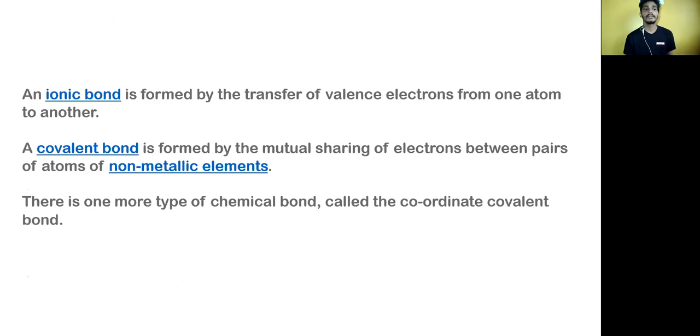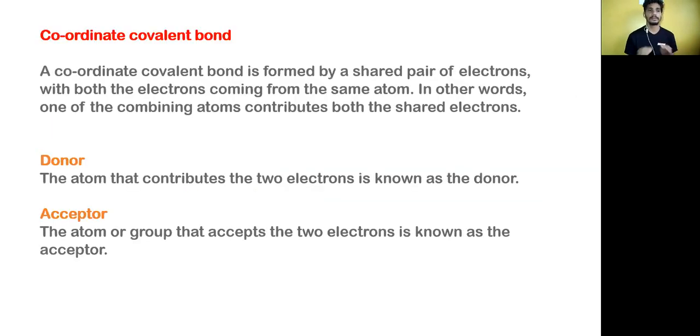There is one more type of chemical bond called coordinate covalent bonding. So what is that? Let's study this. I hope you understand this slide. I'm going to wait 2 seconds for you to go through it, and these are very, very important points. Now let's talk about the coordinate covalent bond. It is a very interesting topic.